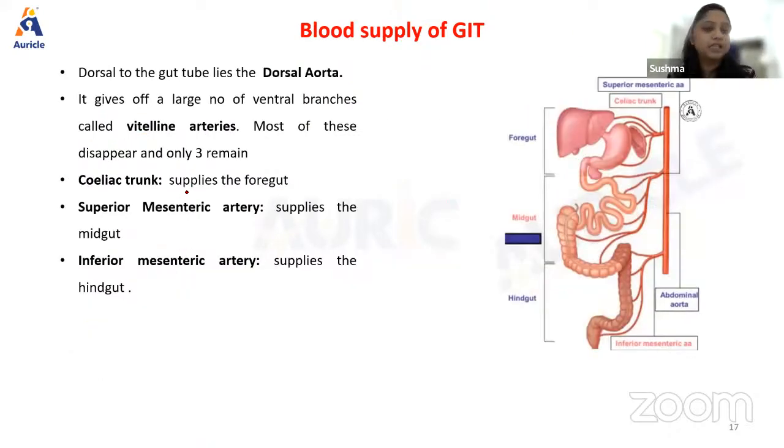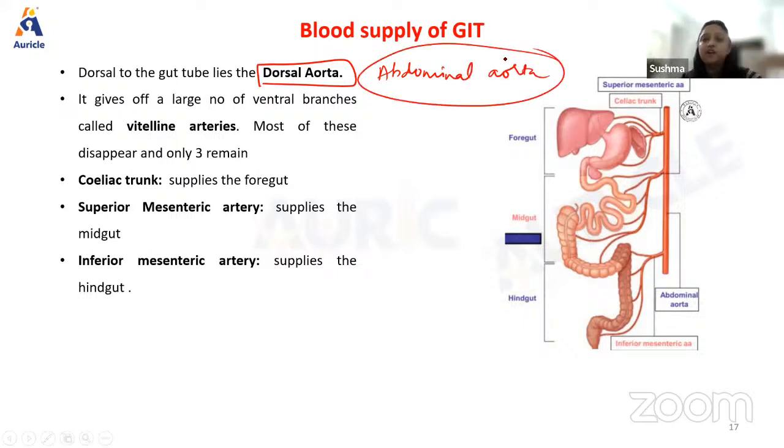Okay, next, let's go to a very important concept, which is the blood supply of GIT. Now, mainly the blood supply to the GI comes from the dorsal aorta. Okay, it is the aorta that gives rise to all different arteries that supply. What is that aorta? Abdominal aorta. Is it or is it not? Thoracic aorta can't come here, no? This is the abdominal aorta from where different branches come.